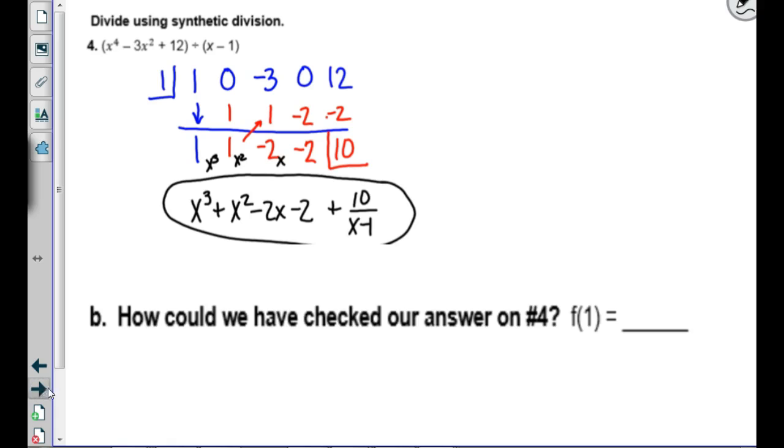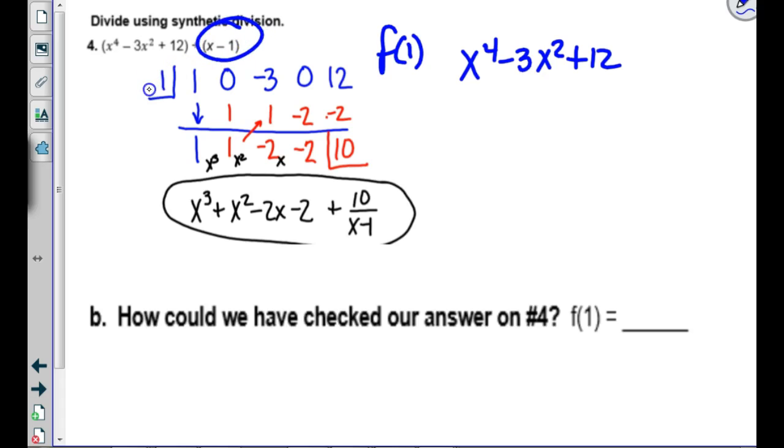All right. Part B says, how could you check your answer on number 4? This is number 4 on the front side. So we did this problem yesterday. I just took a picture of what we did yesterday and put it on this slide. How could we check that we did this right? Yes, if we went back to the original polynomial and we found f of 1, because that's what we were dividing by, the 0 was 1, it should come out to be what? The remainder.